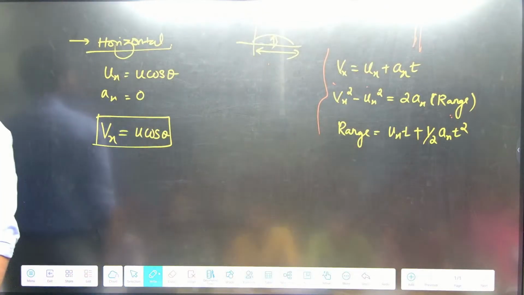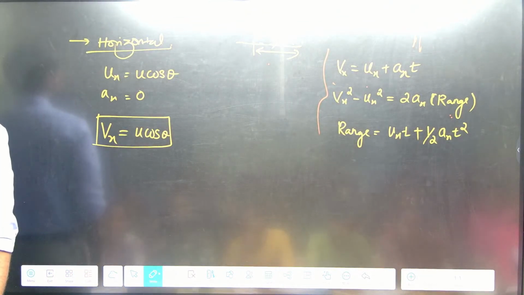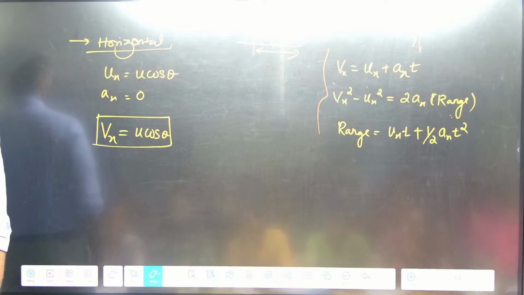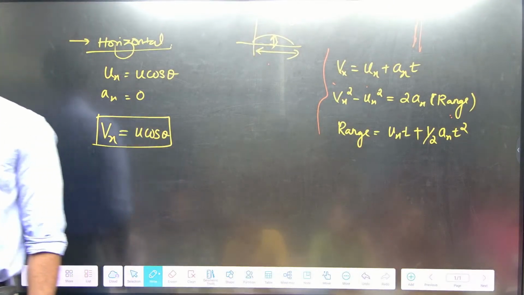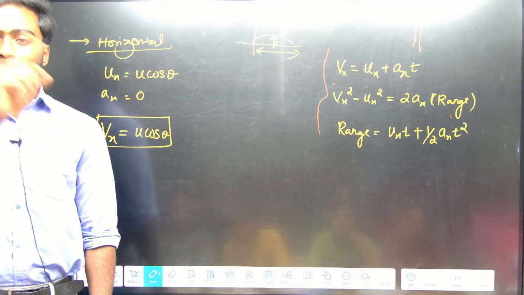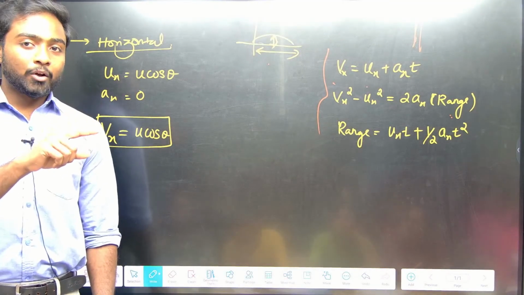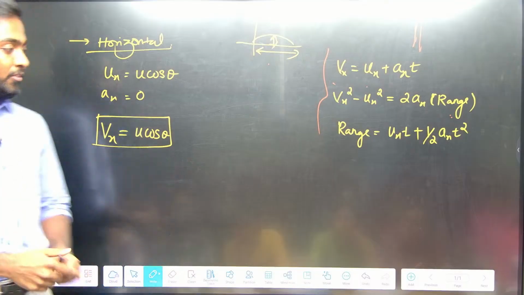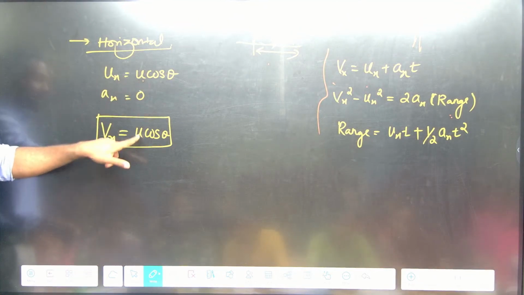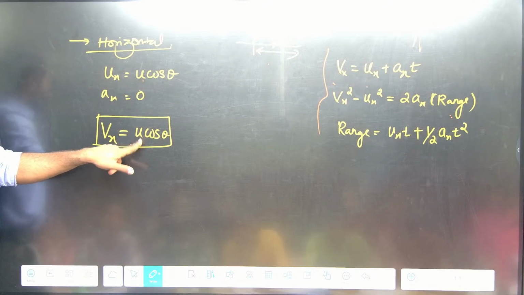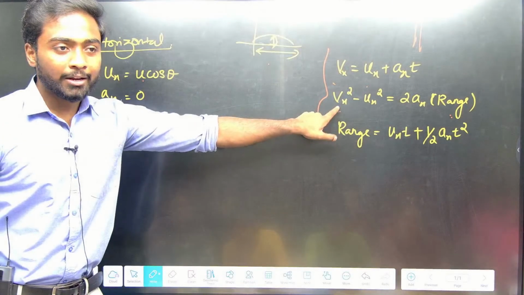axis. Any doubts? If I throw an object with some velocity u, okay, I have two components, one is x velocity and one is y velocity. Y velocity will keep on changing, but x velocity remains as it is. Initial velocity u cos theta, final velocity also u cos theta. I can use the second equation also, I will get the same answer.